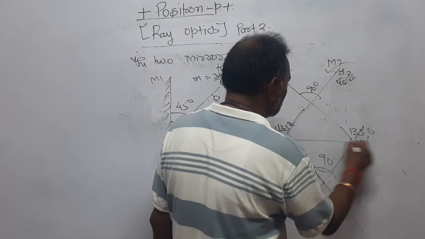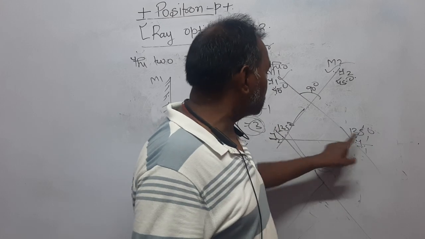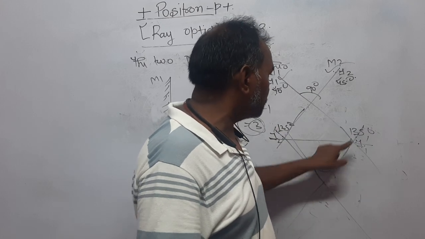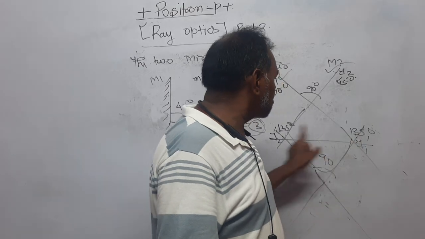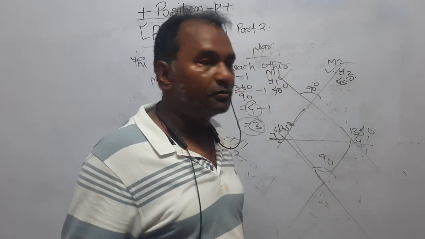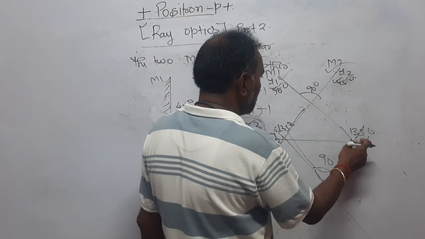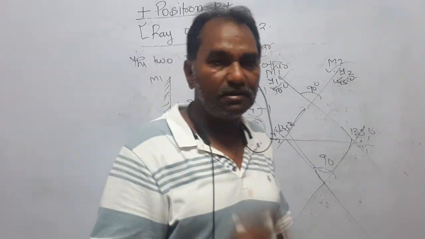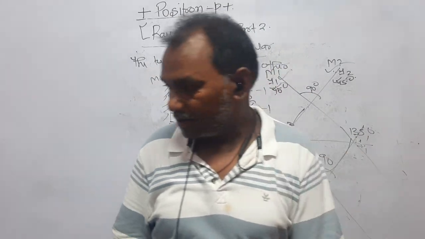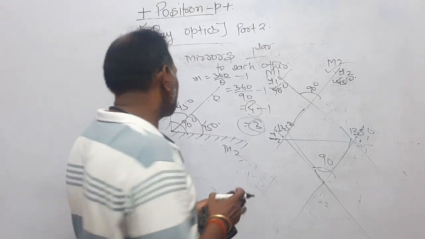These two images coincide because the sum of 135 plus 135 plus 90 is 360. So of the 3 images, these two images coincide. So finally you will get I1, I2 and this one, which will coincide. So one image, so they are the 3 images. Dear students, what happens?